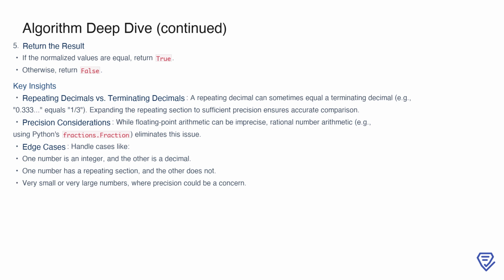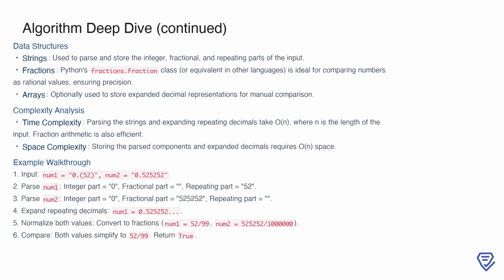By accounting for these situations and addressing potential precision concerns, the algorithm provides a reliable solution for comparing rational numbers. To implement this algorithm, we utilize a few key data structures. Strings are used to parse and store the integer, fractional, and repeating components of the input. Fractions, such as those provided by Python's fractions.Fraction class, are ideal for representing and comparing the numbers as rational values with exact precision. Additionally, arrays can be used to store expanded decimal representations if manual comparison is needed.